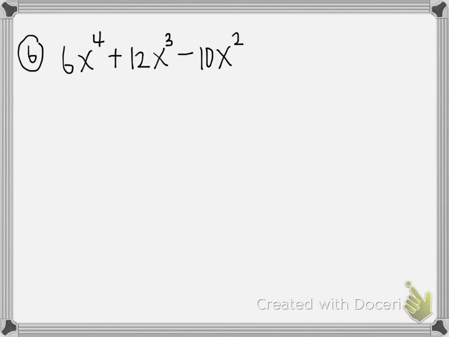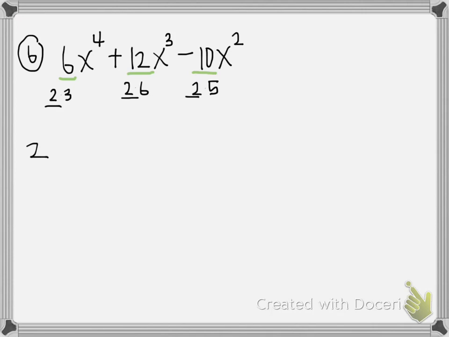Okay, so let's look here. So I've got 6x to the 4th plus 12x cubed minus 10x squared. The number that's in common in each one of these, a 6, a 12, and a 10, the number that's in common in all of those is going to be a 2. Because 2 times 3 gives you a 6, 2 times 6 gives you a 12, and 2 times 5 gives you a 10. So the number in common there is going to be a 2.